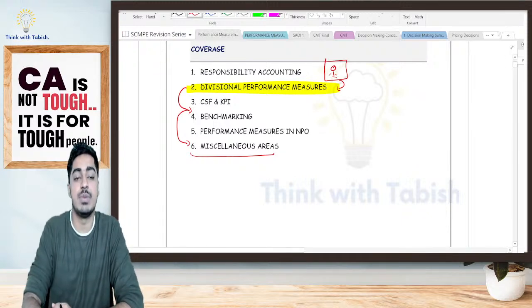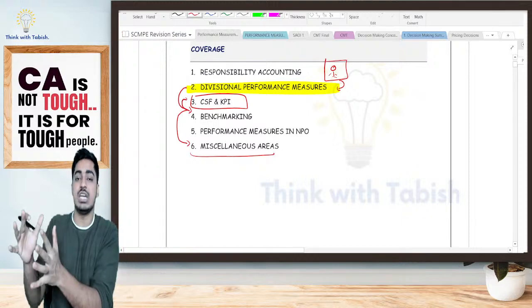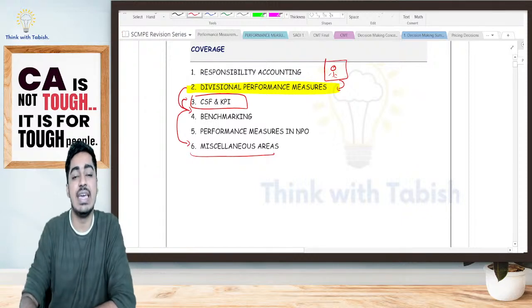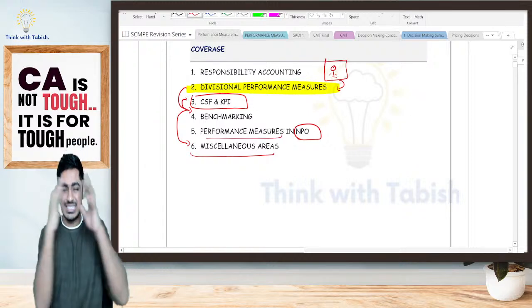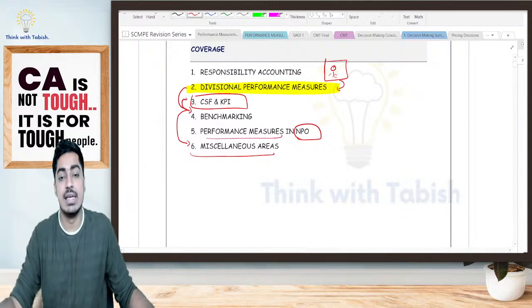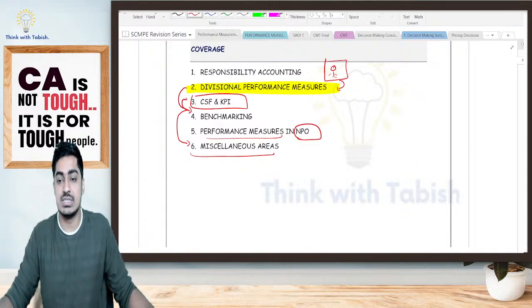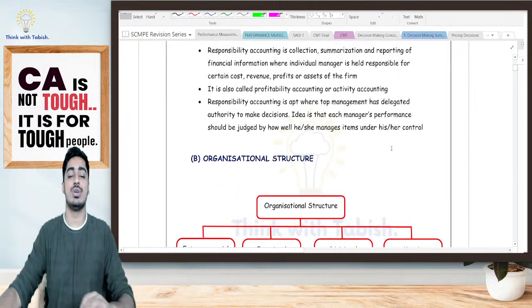Now, to measure the performance, CSFs and KPIs are also important. On what objectives do we measure the performance? Again, in case of not-for-profit organizations also, performance should be measured. This is just an overall idea of the chapter. Let's go into every topic one by one, students. We'll try to ensure that we are not going that fast.